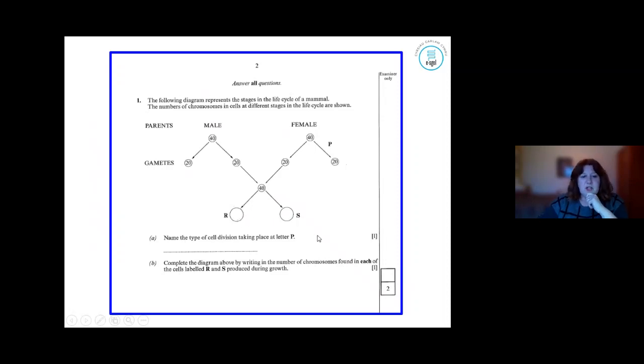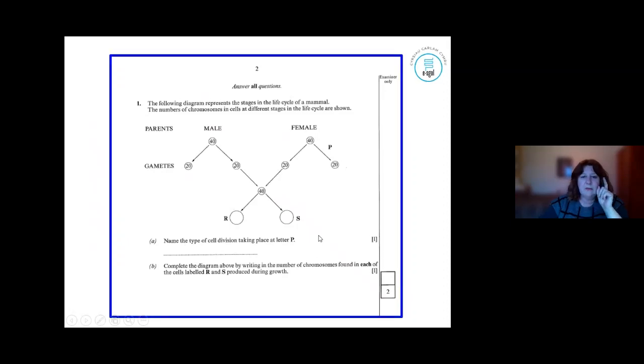So let's look at the first question. Name the type of cell. Or before we do that, let me just go back over and think about what is happening in these cases. Now, I'm hoping that you can see that this is meiosis, because we've actually got half the number being produced. So I'm hoping that you've spotted that that is meiosis in that case up at P here.